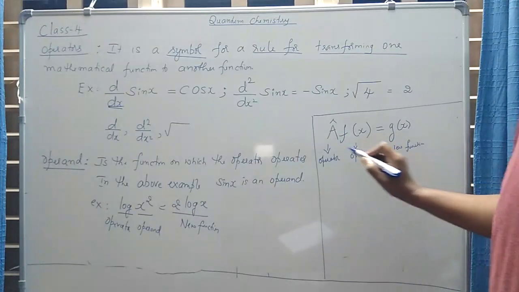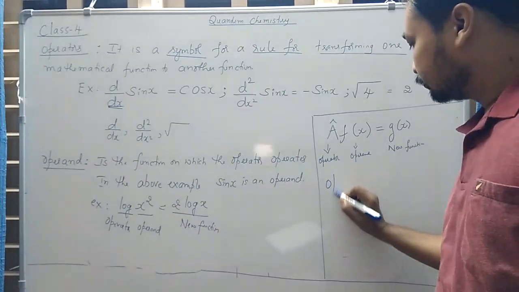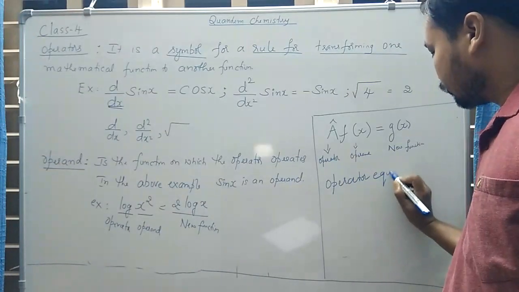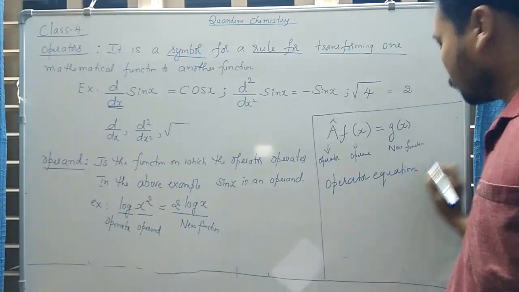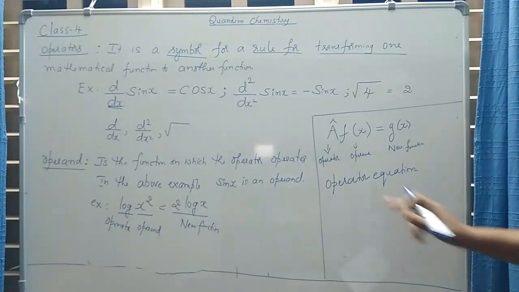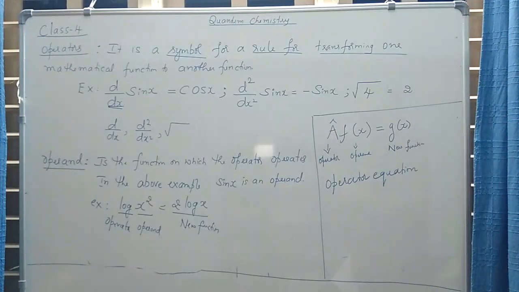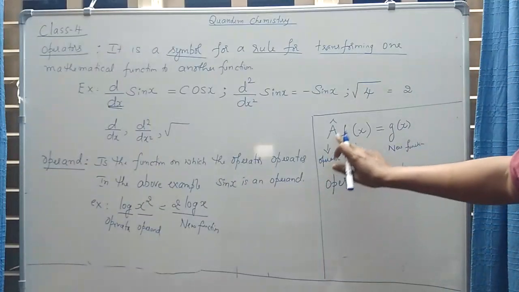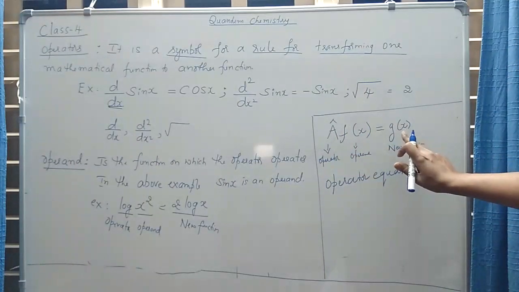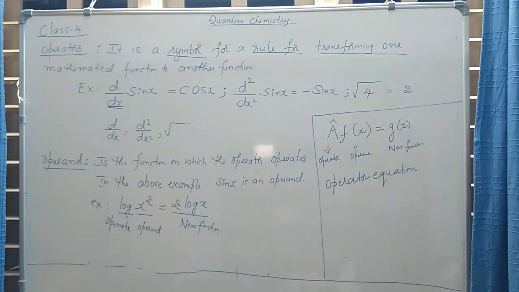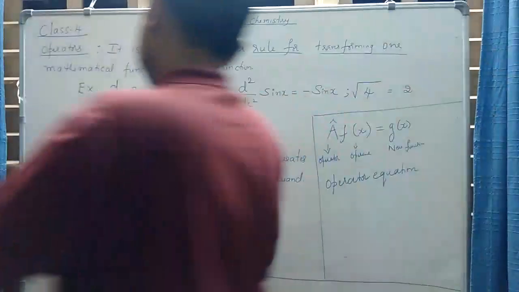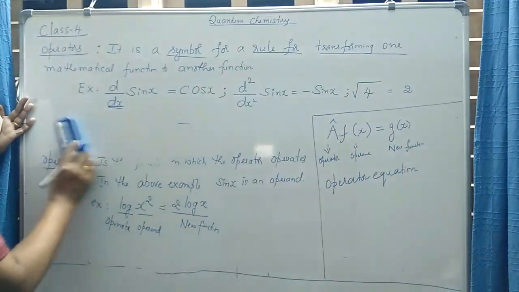And this general equation is called an operator equation. What do you mean by operator equation? Applying the operator on the operand, giving a new function, and writing down that equation is nothing but called an operator equation. So let us concentrate on this equation.